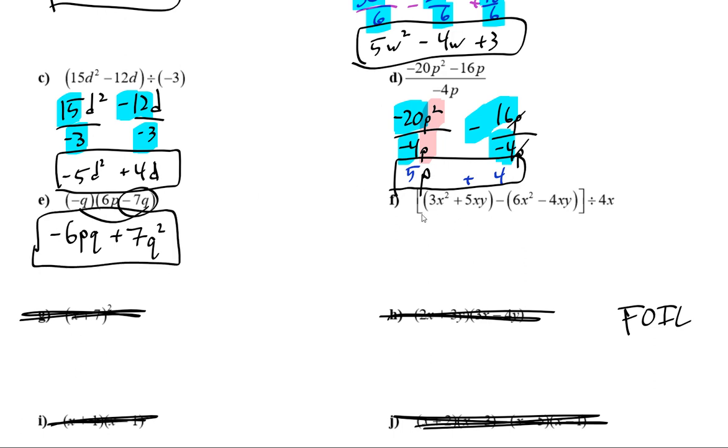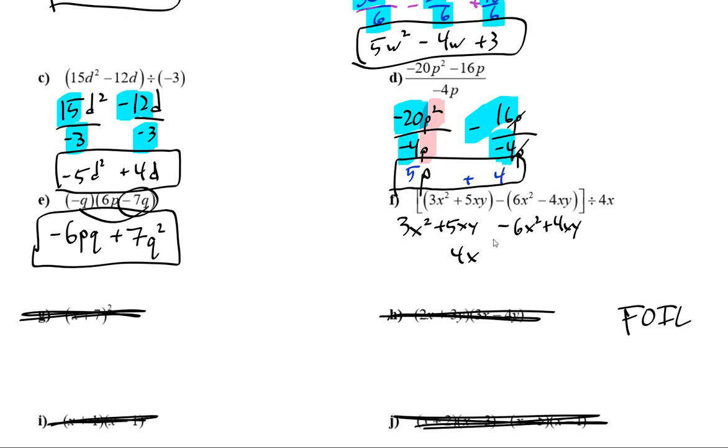And for f, I've got this mess divided by 4x. For this one, I'm going to do the same thing I've been doing, rewrite it. 3x squared plus 5xy minus 6x squared minus 4xy over 4x. A couple of things I need to do here. One, this set of brackets I don't care about. They didn't do anything. This set of brackets I can't get rid of because I need to remember to flip all the signs of everything on the inside. So this is going to be minus 6x squared plus 4xy once I flip those signs.